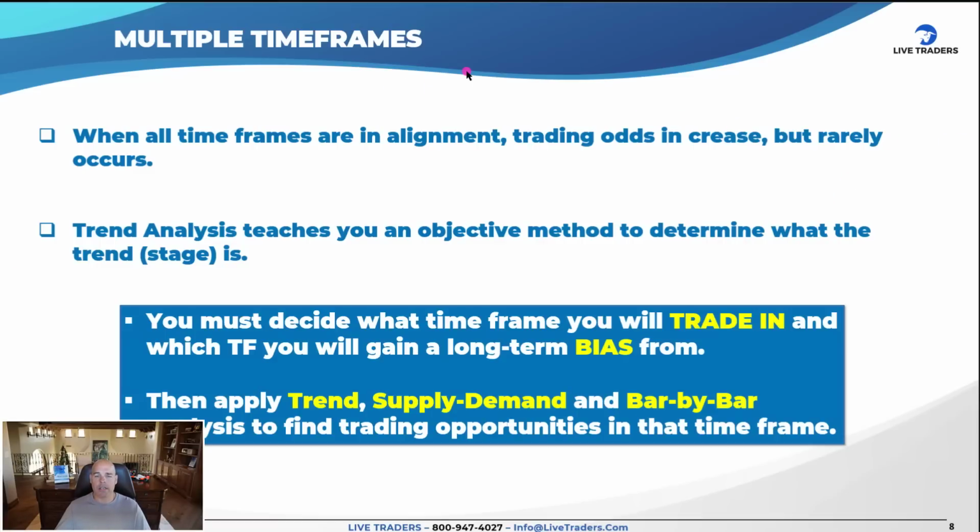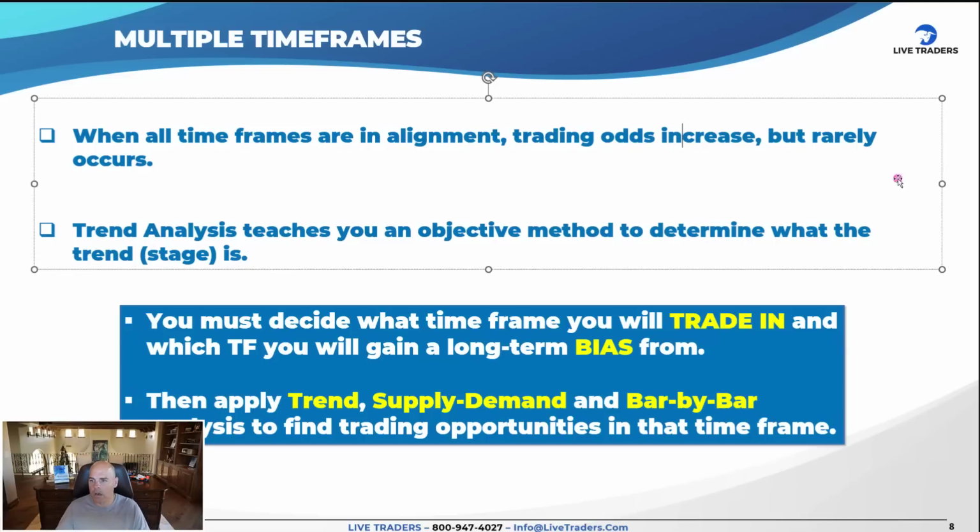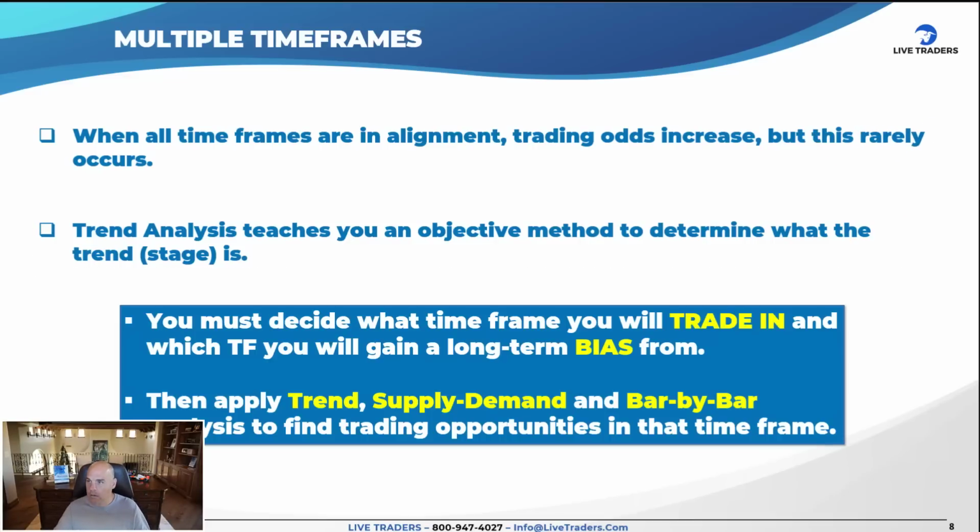One of the first things that you need to do to be a smart trader, other than money management, because today I'm not going to talk much about money management, we're going to talk mostly about charts, okay? When all time frames are in alignment, trading odds increase. Boom. All right. Trading odds increase, but this rarely occurs. I mean, to get 3 or 4 time frames in perfect alignment with the market is quite challenging, okay?